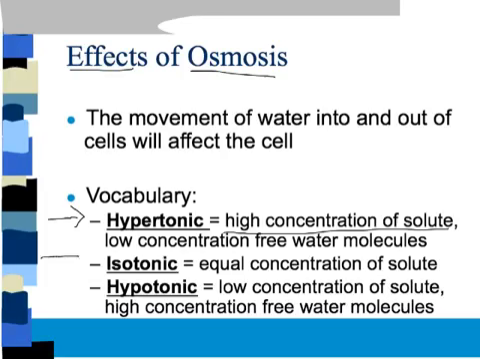If I say a solution and a cell are isotonic, that means they have equal concentrations of solute. And if I say something is hypotonic, I mean it has a lower concentration of solute than whatever I'm comparing it to. So a hypotonic solution would have less solute than the cells that are in it, and a hypotonic cell would have less solute than the solution it's in.